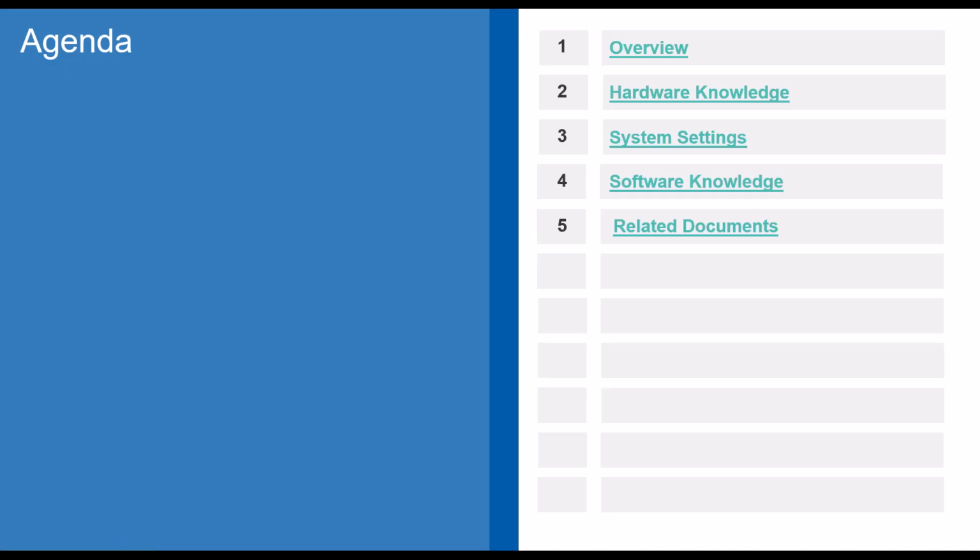Models. Our agenda here looks like this. We're going to have an overview of the new GP6000 series. We'll go into some hardware knowledge. We will discuss the system settings, which are different from the existing HMI series. We'll talk a little bit about how the software relates to the new hardware, and then we will show some links to some related documents.